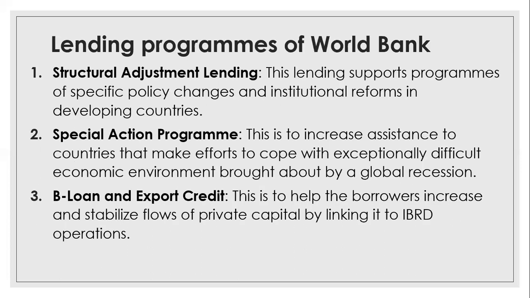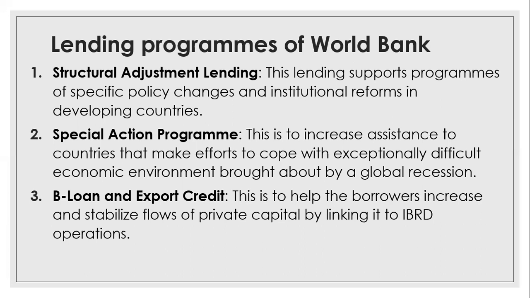What are the lending programs of the bank? There are three lending programs of the bank. The first one is structural adjustment lending. This lending supports programs of specific policy change and institutional reforms in developing countries. For example, in 1991, India received a loan from the World Bank, which is actually a structural adjustment lending.